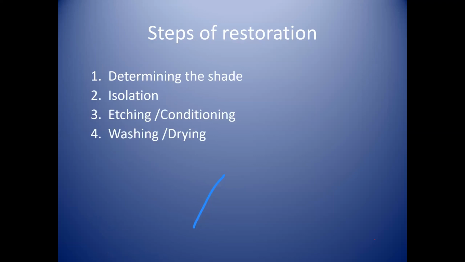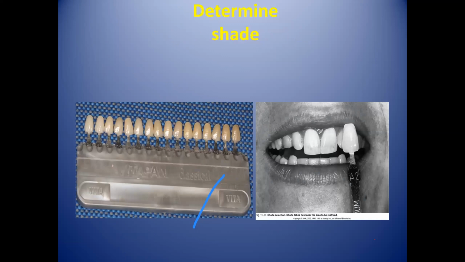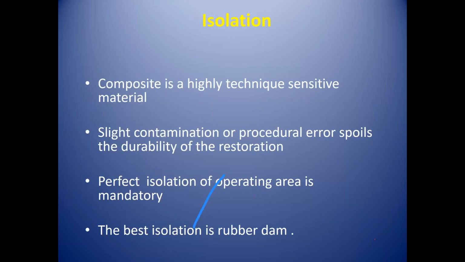The initial steps in restoration are determining the shade, then isolation, etching, conditioning, washing and drying, bonding, and curing. Then incremental buildup and curing of the composite, finishing and polishing. Initially, what we have to do is shade selection. Shade selection has to be done in direct visible light. We should not do it under the dental chair's light, because the dental chair light is more warm and it might interfere with the shade selection.